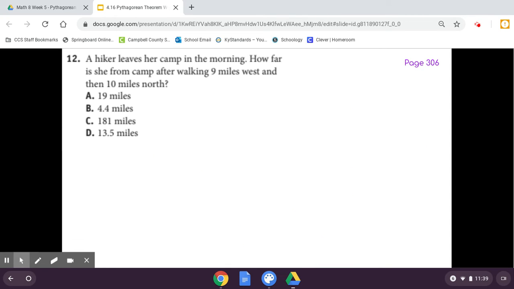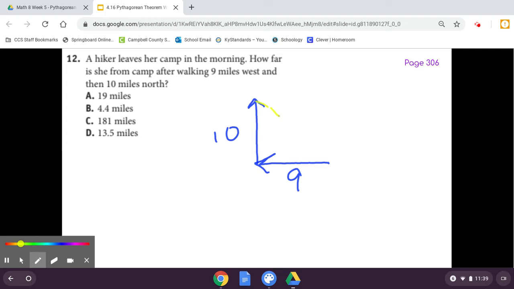Again, we're going to be drawing a picture as we go. So how far is she from the camp after walking 9 miles to the west? So that's 9 miles. And then they went 10 miles north. They want to know what this distance is here, which we know is our C or our hypotenuse. Again, you should be able to do this pretty quickly by this point.